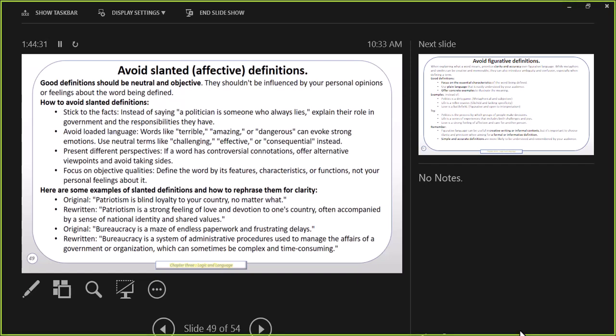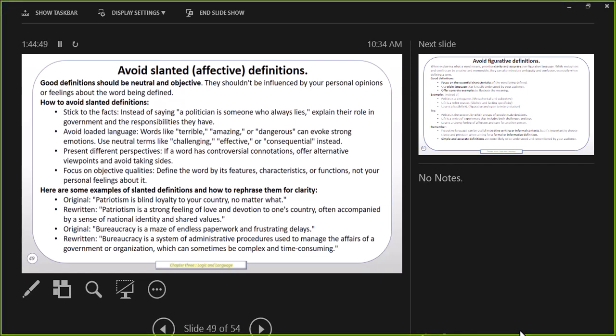A good lexical definition should avoid slanted or affective definitions. A good definition should be neutral and objective. It shouldn't be influenced by your personal opinions or feelings about the word being defined. How to avoid a slanted definition? Stick to the facts, avoid loaded language, present different perspectives, focus on objective qualities. Here are examples of slanted definitions and how to rephrase them for clarity.